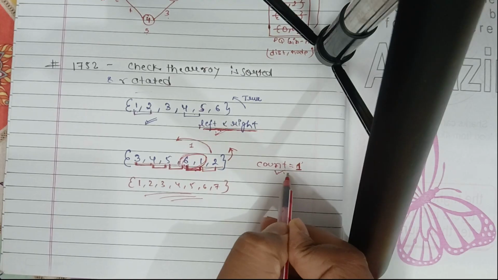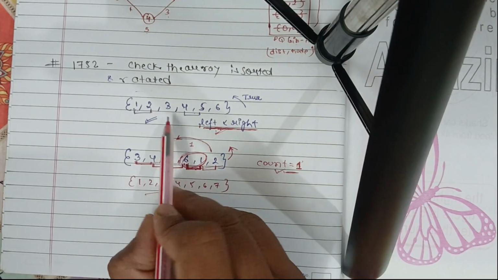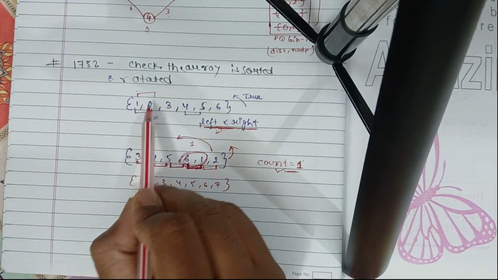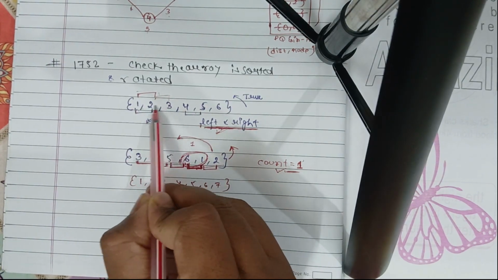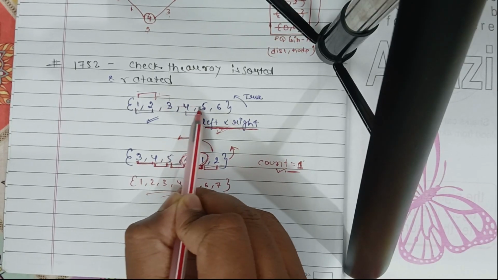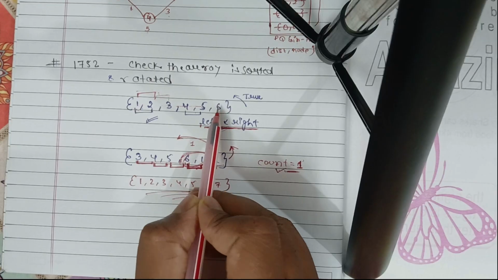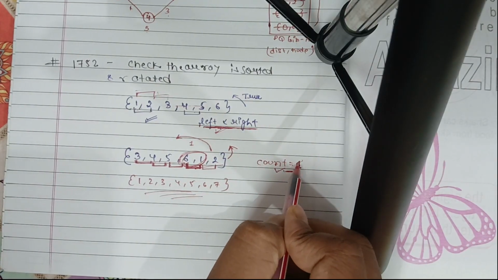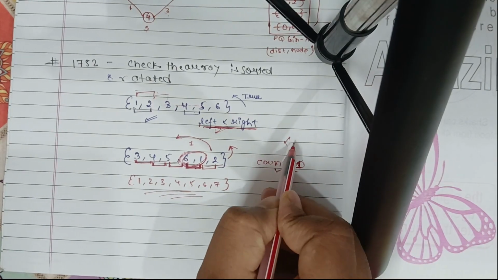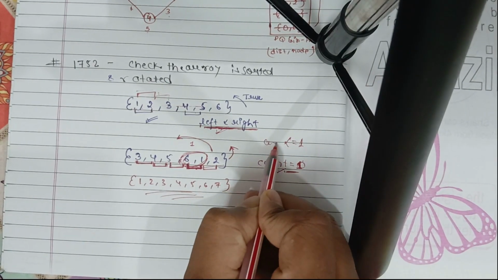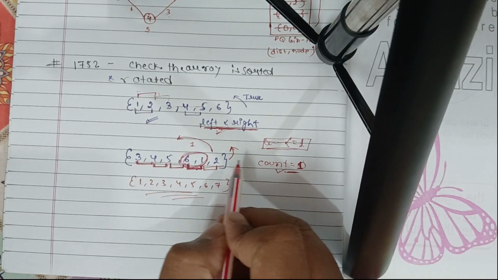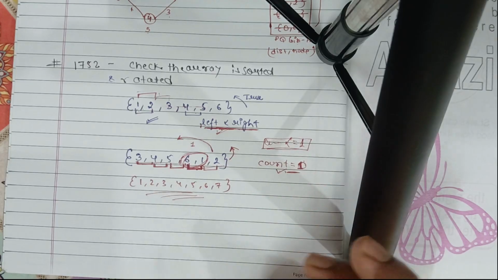So if the count is 1 or less than 1, we check it in the sorted array: if we consider these two, they are in the sorted form, this is also in the sorted form, this also. So the count will remain 0 for this condition. So if the count is less than or equal to 1, then we can say that the array is sorted, right? So this is the main thing that you need to consider.